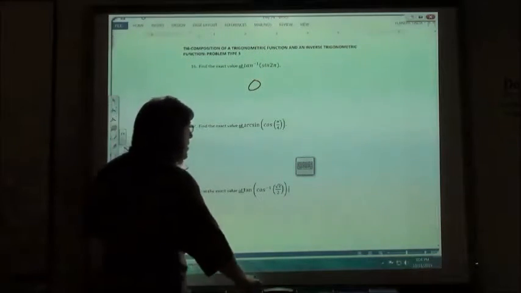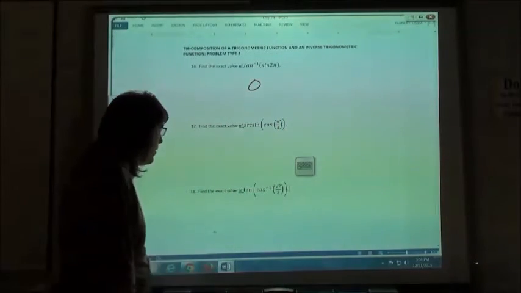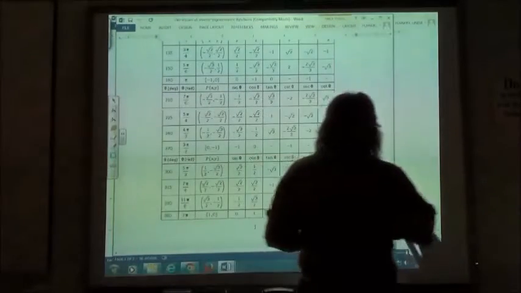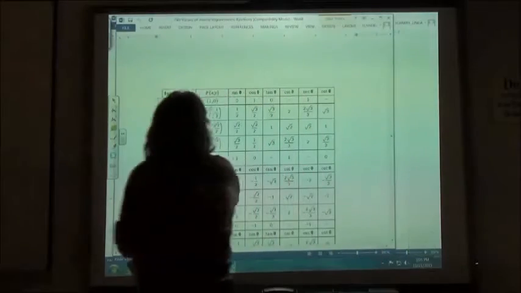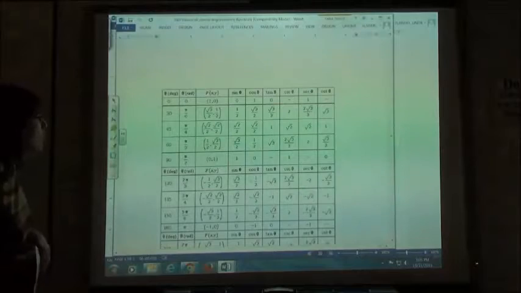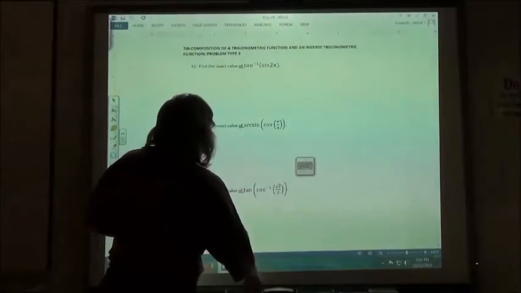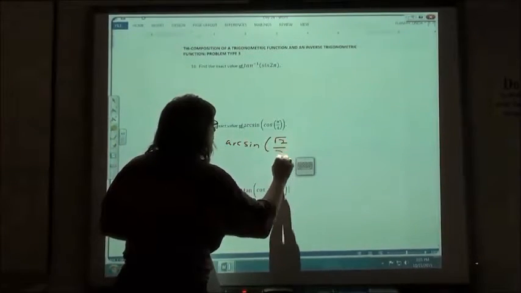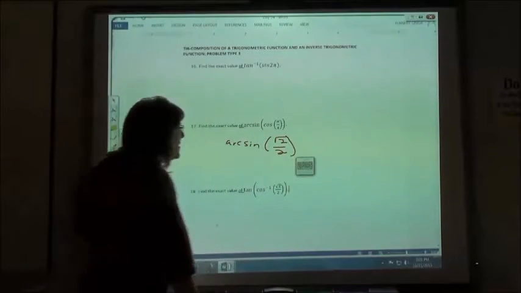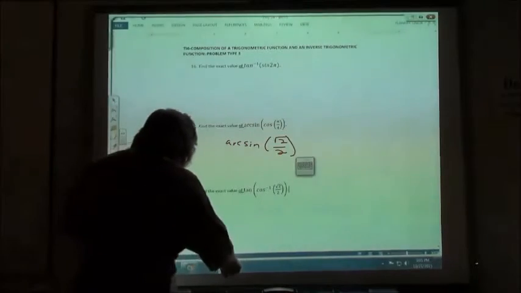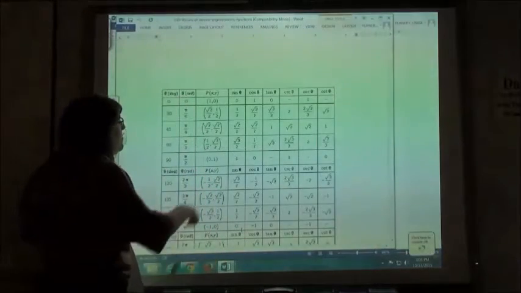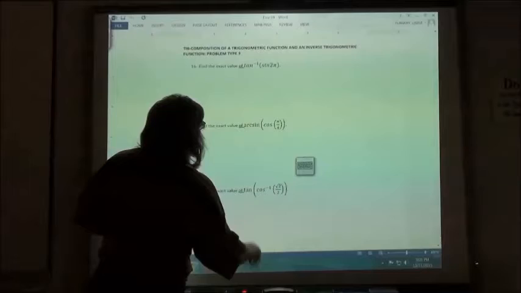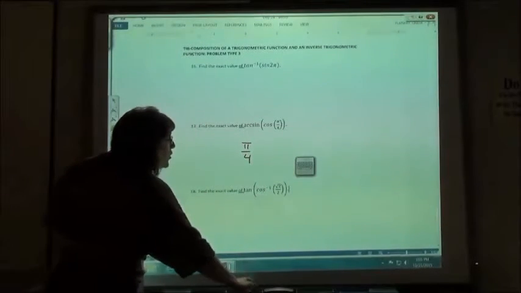Number 17, we are doing the cosine of pi over 4. So looking over here, cosine of pi over 4, I've got to move my table. Pi over 4, my cosine is square root of 2 over 2. So I am then going to do the inverse sine of square root of 2 over 2. That's a positive value. Since it's positive, we're going to be looking in quadrant 1. So looking in quadrant 1 for the sine being square root of 2 over 2, we get pi over 4. So pi over 4 happens to be my answer.